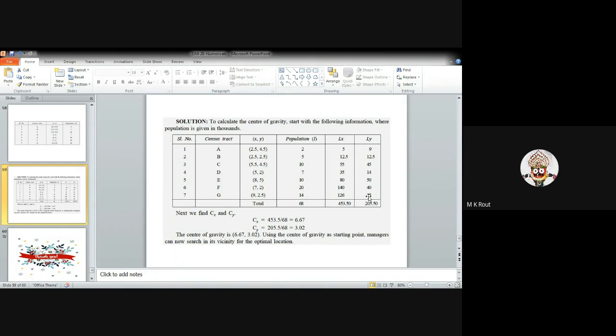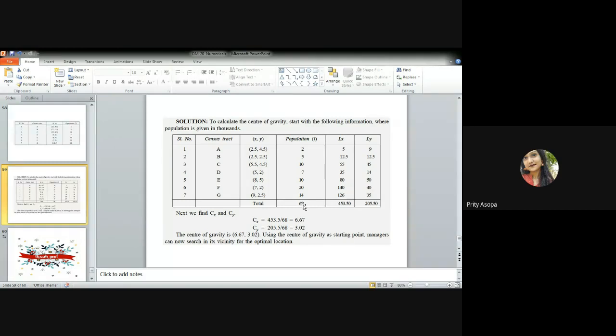Yes, sir. After calculating the LX and LY, just add and calculate the total values. So you got 453.50 for the sum of X coordinate. In case of the sum of Y coordinate, it is 205.50. And we have to add the sum of population, that is given, 68. Is it clear?